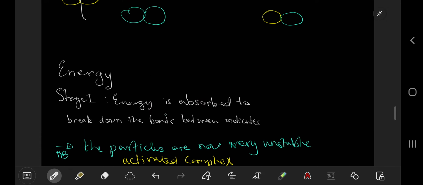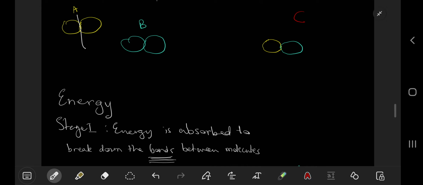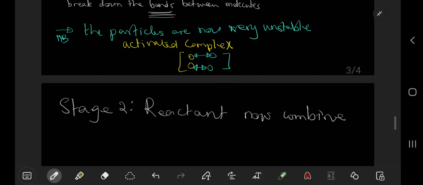And remember, in stage 1 you are breaking the bonds that were initially there between these particles, but now you are forming new bonds. And these new bonds are between particles of A and particles of B, which is what we want, which is our reaction, right? So reactants now combine to form new bonds.